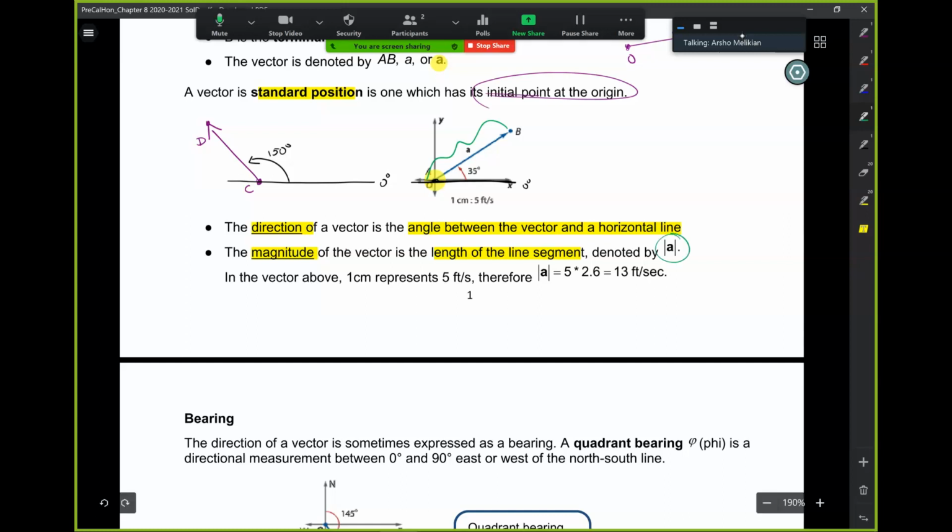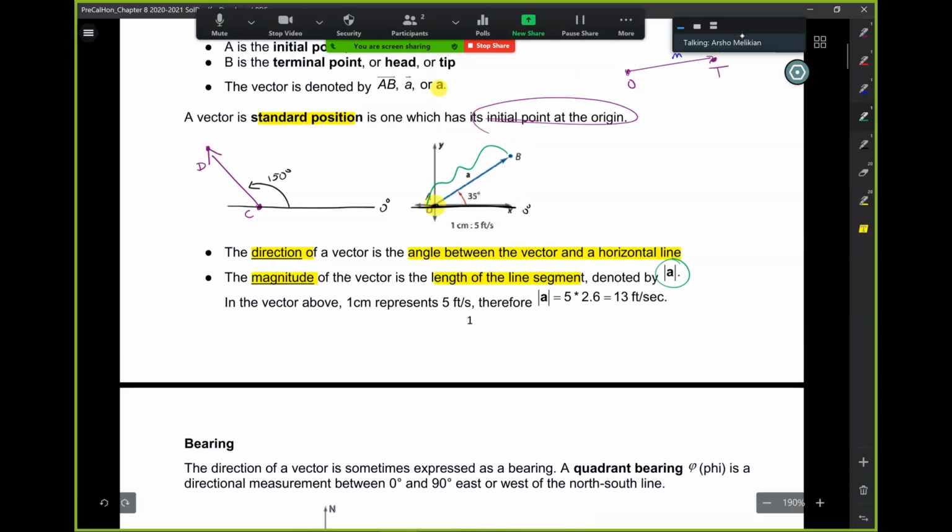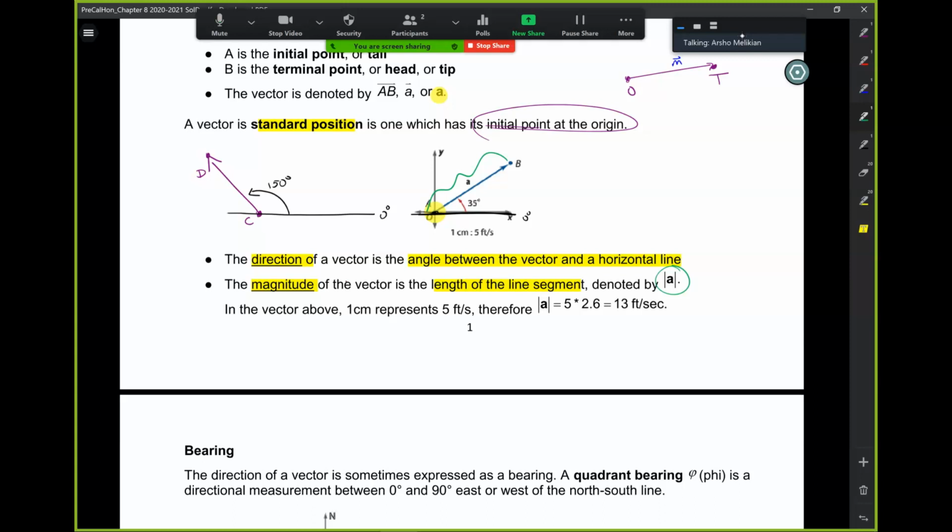And we give it the symbol absolute value A. Yeah? Is it not like infinity because it's like an arrow? Not necessarily. It's an arrow. The arrow only gives it a direction. It doesn't go forever. There's an end point right there.